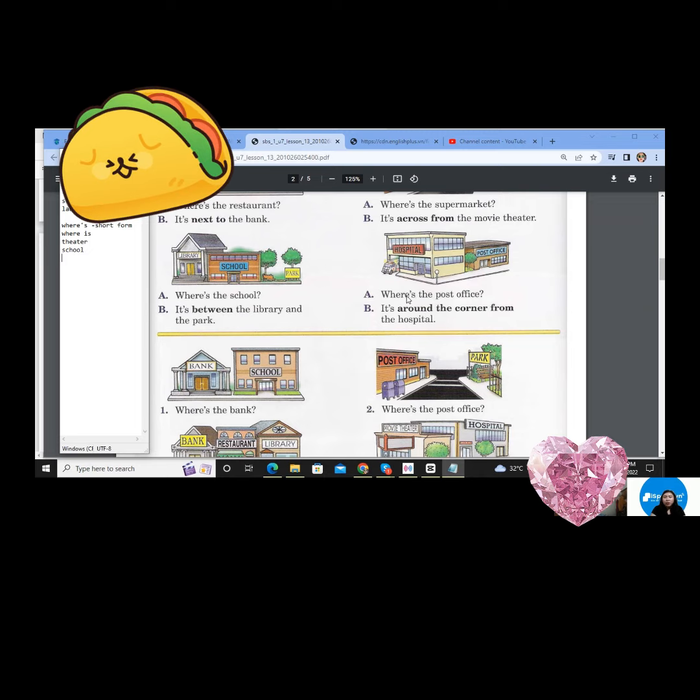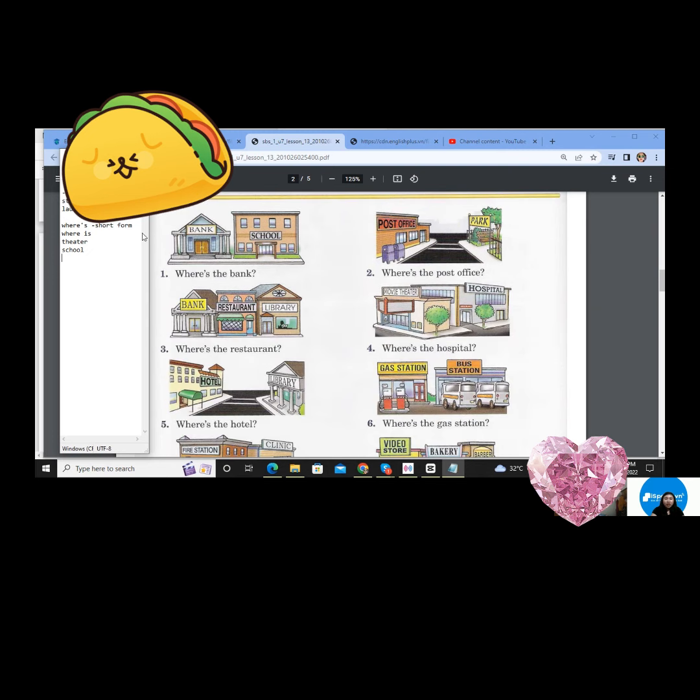Okay, so we have here A. Where's the post office? Where's the post office? It's around the corner from the hospital. Okay, so this one is the hospital, and the post office is around the corner. This is the corner and it is around. Around the corner from the hospital.